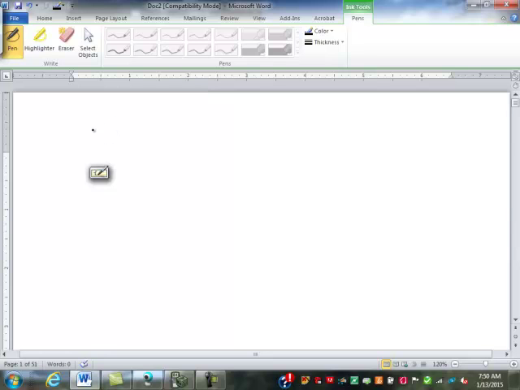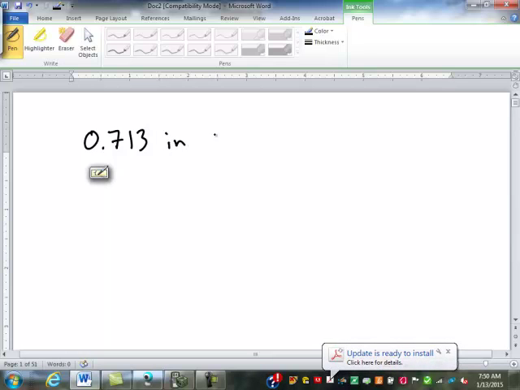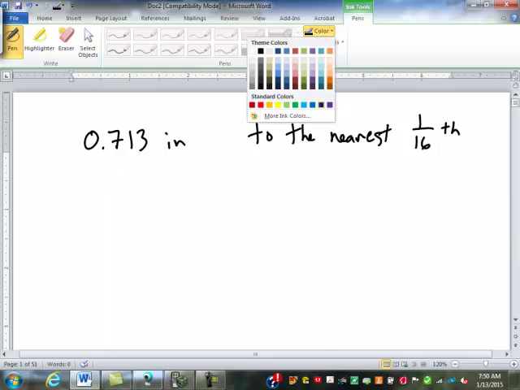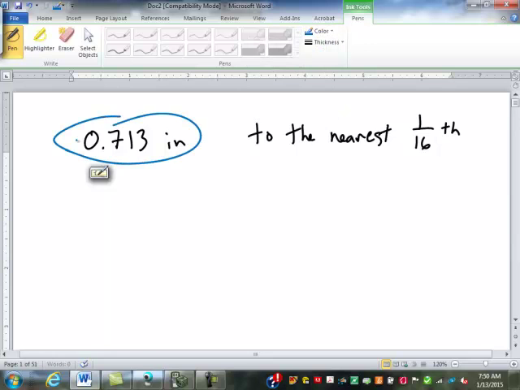Let's say you have 0.713 inches, and you want to know what that is to the nearest 16th of an inch. Well, we know how to convert decimals into fractions. You just put it as 713 thousandths and then try to reduce it. But we don't want it as 713 thousandths. We want it to the nearest 16th. So how do we do that?